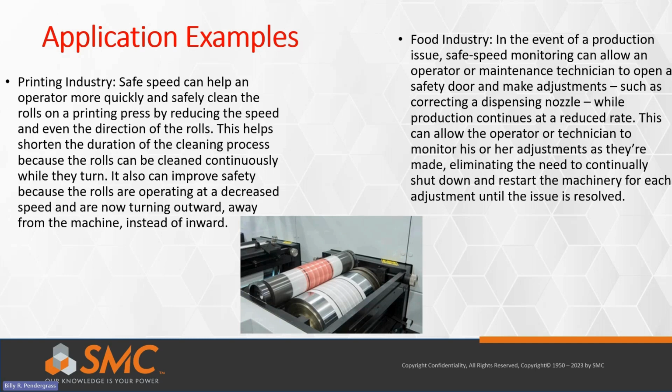In the food industry, in the event of a production issue, safe speed monitoring can allow an operator or maintenance technician to open a safety door and make adjustments, such as correcting a dispensing nozzle, while the production continues at a reduced rate. This can allow the operator or technician to monitor his or her adjustments as they're made, eliminating the need to continually shut down and restart the machinery for each adjustment until the issue is resolved.